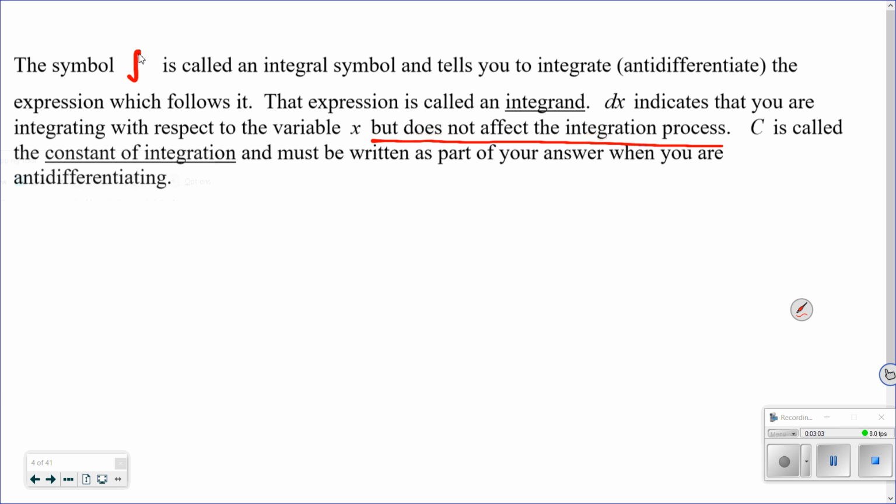That plus c is called the constant of integration. It has to be written as part of your answer when you're integrating, when you're antidifferentiating. And the reason why, again, is because there is some constant we don't know on the end. When you take the derivative, it's going to go away. So when we integrate it, we know there's something there. We just don't know what it is. So we have that plus c there. By the way, that's required on the AP test. So that's not something you want to lose points for, is not having a plus c. So we'll try to get in the habit of adding that whenever we integrate.